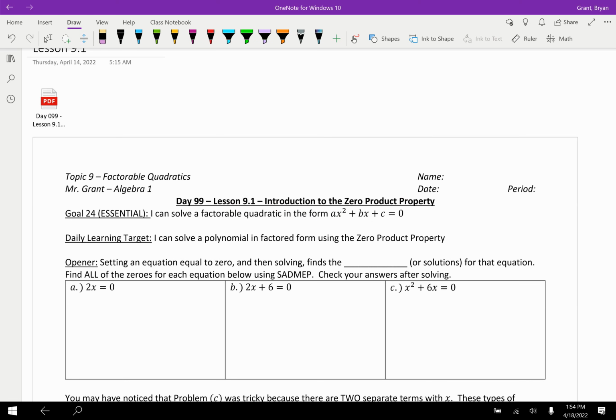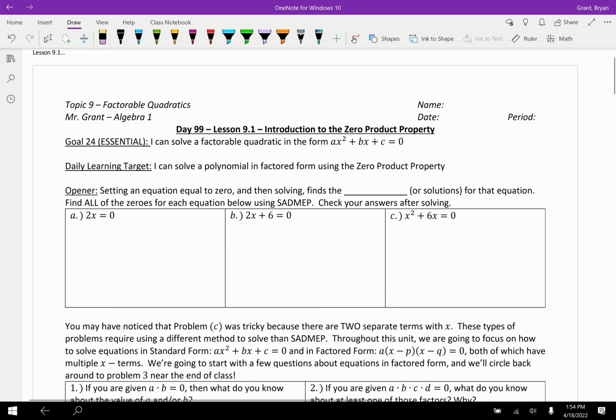Because maybe you noticed, and if you didn't notice, you'll know now, we didn't actually solve a single equation all of last unit. There wasn't even an equal sign all of last unit. So now we're going to move back into the idea of solving for x, and our daily goal for today is to solve a polynomial in factored form using the zero product property. And we don't know what the zero product property is, but hopefully we'll learn that by the end of the day. So let's get to an opener.